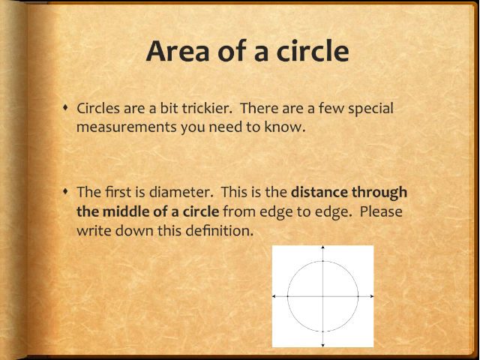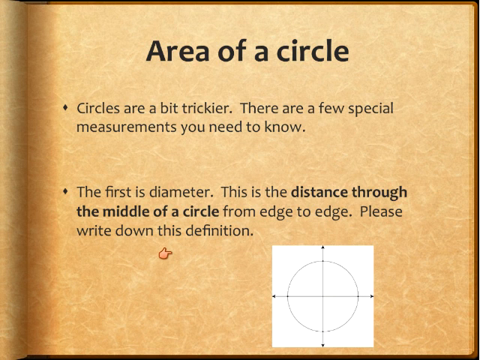So I'm going to get my pointer here. I think I'll use my hand today. All right. The diameter is the distance through the middle of a circle from edge to edge. So if I started right here where this dot is, and I went across the circle to where this dot is, and notice that it went right through the center. That's super important. So if I measured that distance, that would give me the diameter, or the distance across the circle from edge to edge.